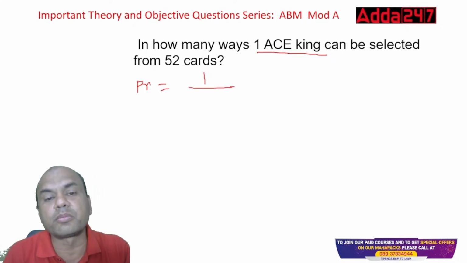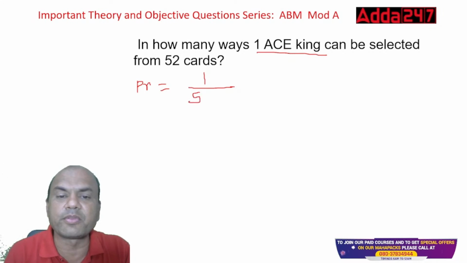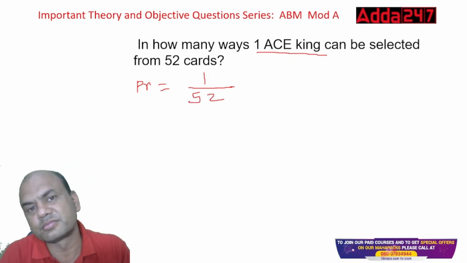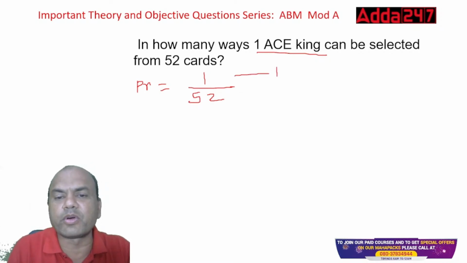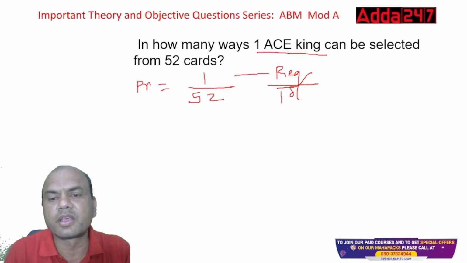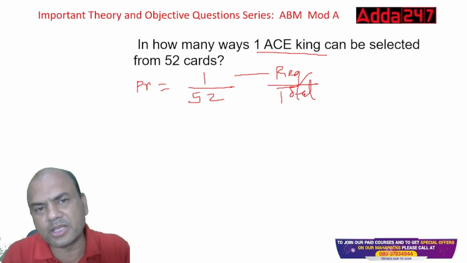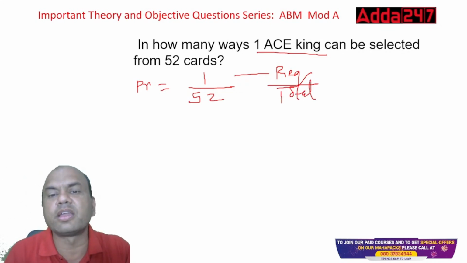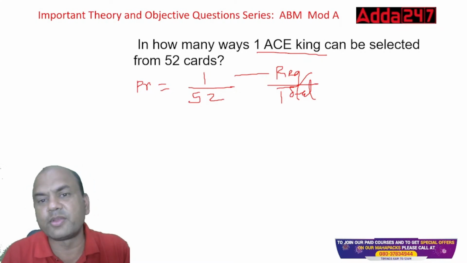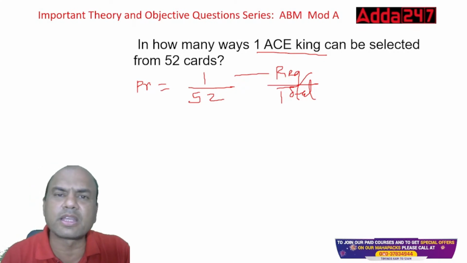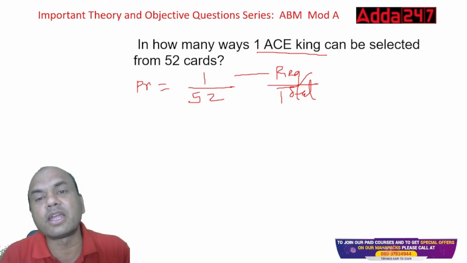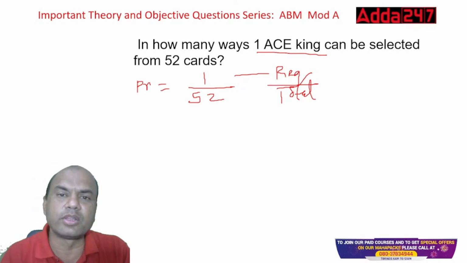And what is the total number of cards? Total 52. So 1 by 52, that is your answer. Simple, isn't it? Always remember, the formula is simple, required upon total, right? Total is always the same in the cards. Required depends on what is asked. If they ask you 1 king, 4 kings are available. 1 ace king, there is only 1 king available. If they ask you 1 diamond king, again, only 1 king, right?